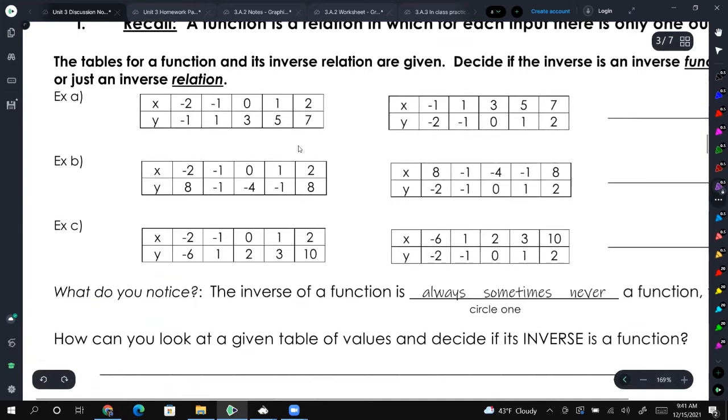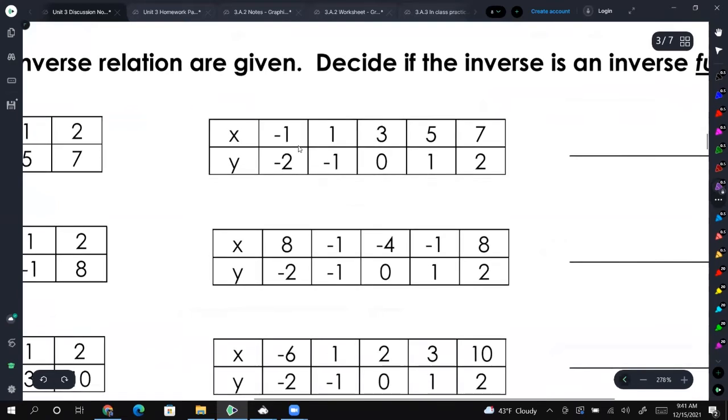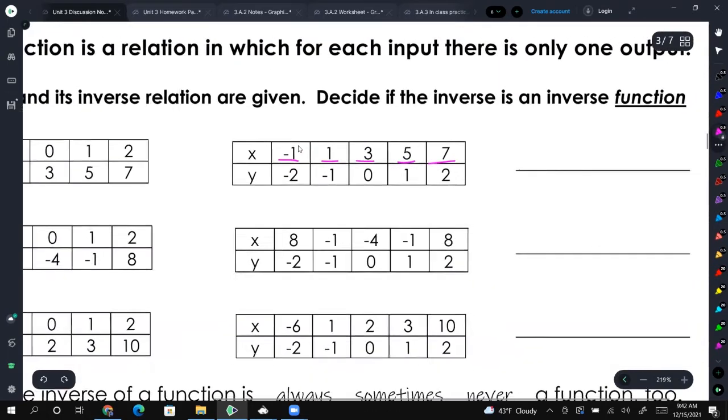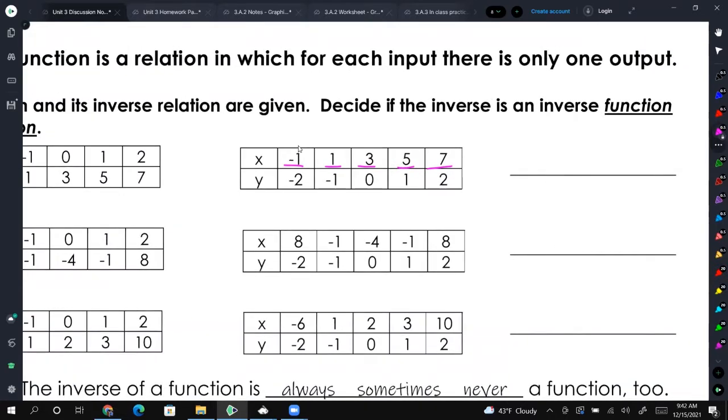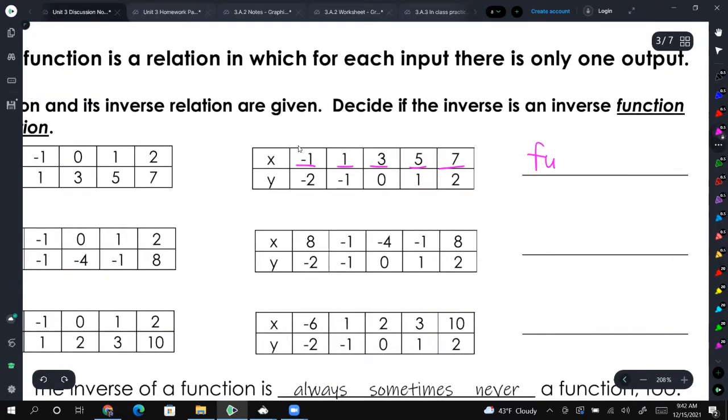So let's look at these tables here where we have the original, and then we have the inverse. And we're going to determine, is the inverse a function or is it just a relation? From a table, I want to see, do I have any repeated x values in my inverse? See, -1, +1, 3, 5, 7. None of those are repeated. So that means this inverse is also a function.